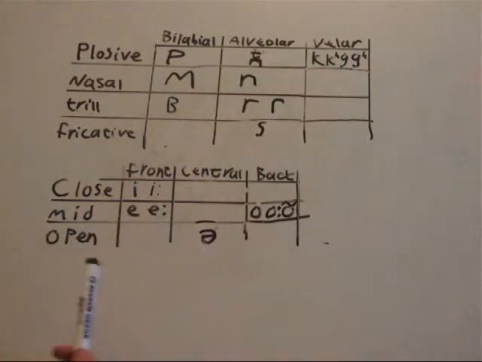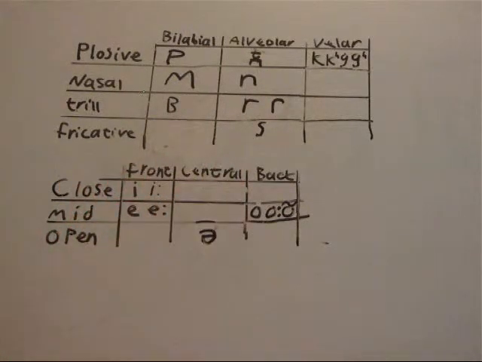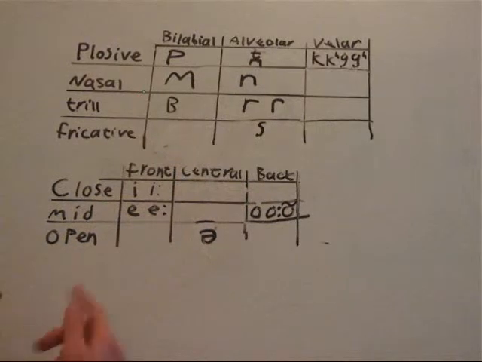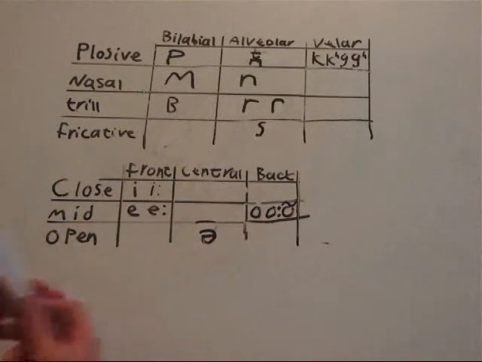So now we're going to move on to the vowels. What this means, close, mid, open, front, central, back, is where you say the vowel in your mouth. Vowels are just pure sounds. So we have I, E, A, O, and the little dots next to them just mean they're long vowels.